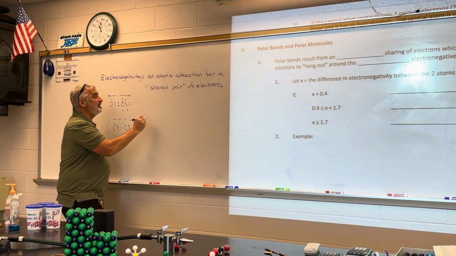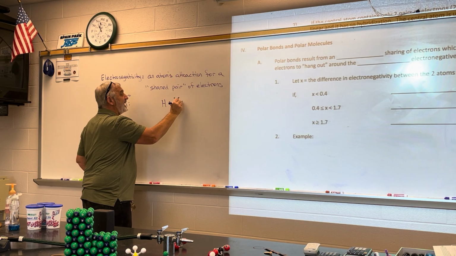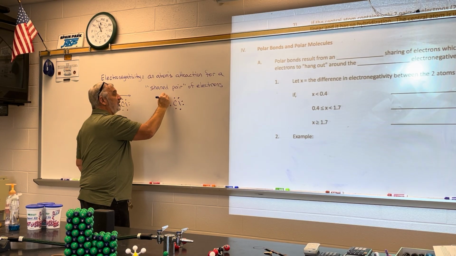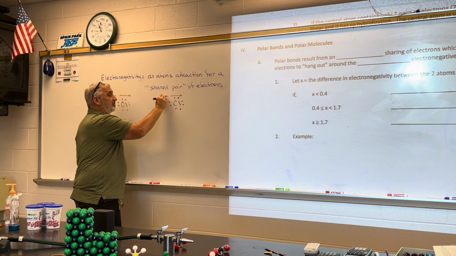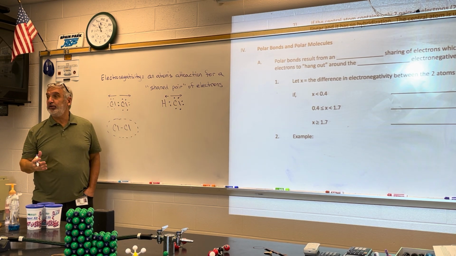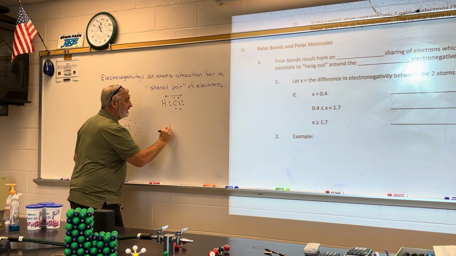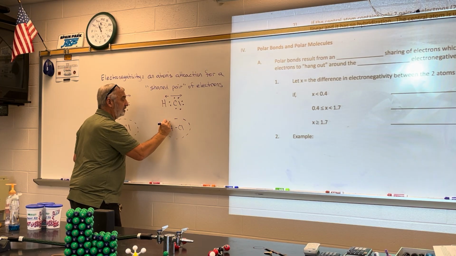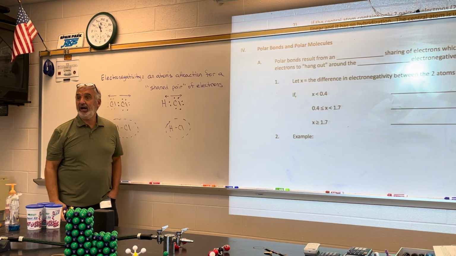But if I put hydrogen with chlorine, chlorine has a much higher electronegativity than this. So when they're pulling, it's going to be pulling like that and pulling like that in terms of strength. The chlorine's got a much greater pull for the shared pair than the hydrogen does. So when we look at the electron cloud here, it's going to be much more around the chlorine than around the hydrogen.